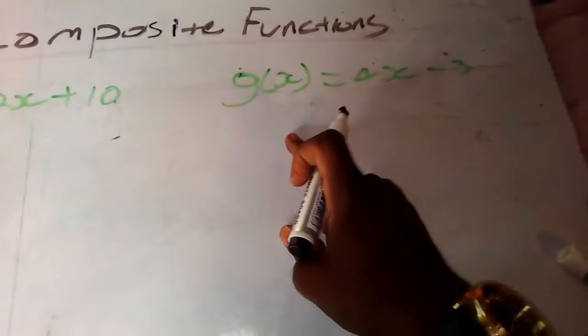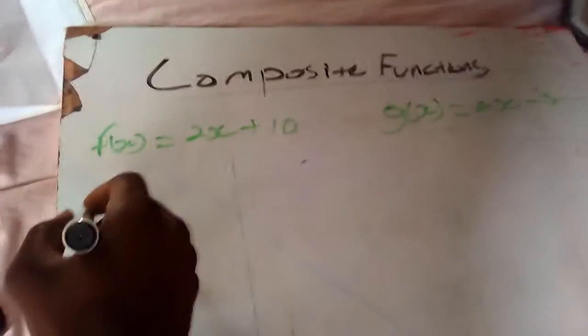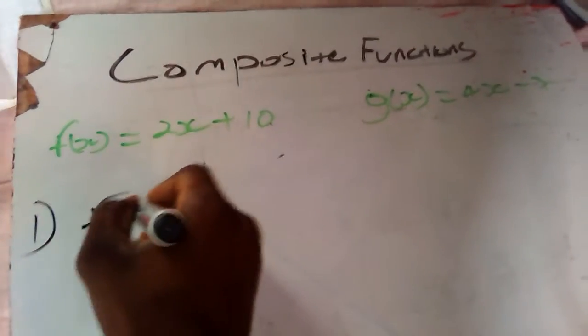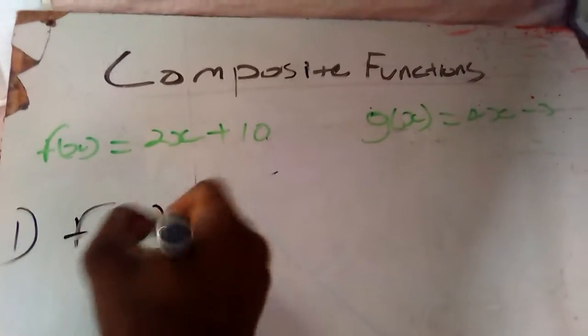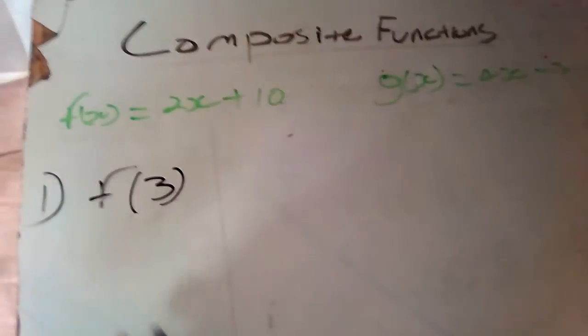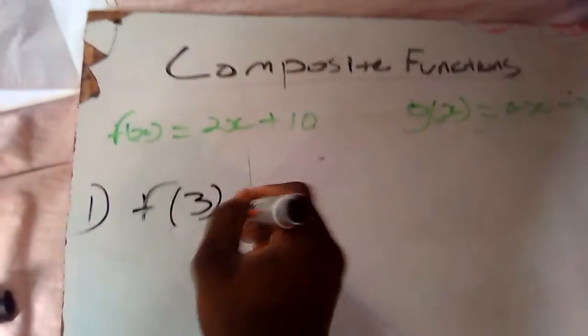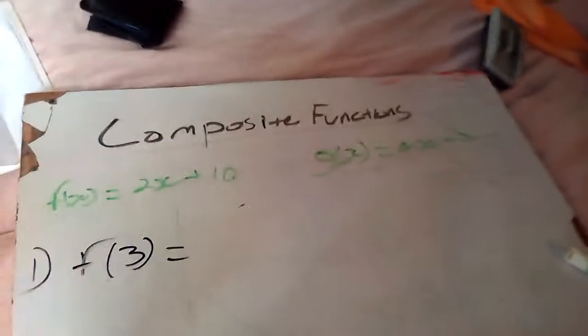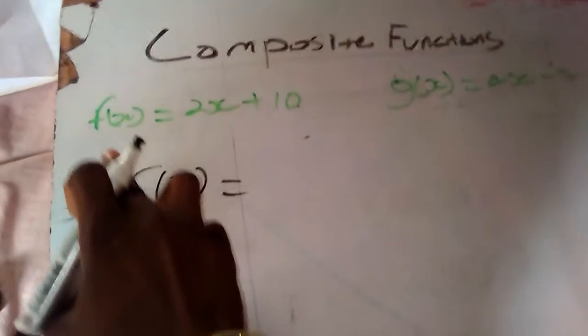So we have f of x is equal to 2x plus 10 and g of x is equal to 4x minus 3. Then they may ask you to find something like this, f of 3. This is actually the easiest type of composite function, though not really the first one. So here we have f of 3.